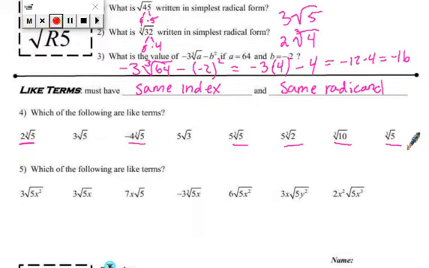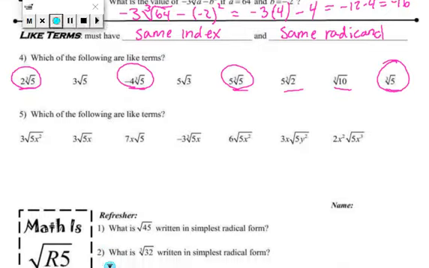Now as I go forward, I'm going to make sure that the number underneath my square root sign is the same. So the first one is similar to this third one, which is similar to this one, which is not similar to 5 times the cube root of 2, because there's not a 5 underneath, and then it's similar to the last one. So the only ones that are similar are the ones that are circled, because they have exactly the same index, the 3, and then they have a 5 underneath the radical.